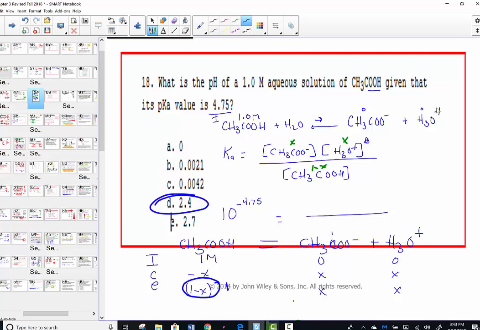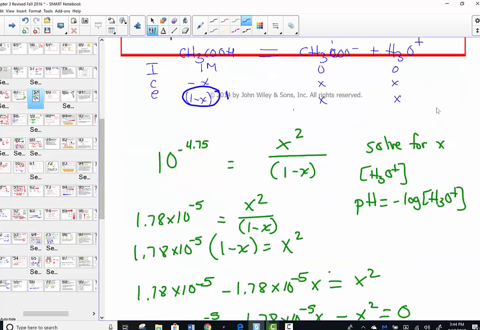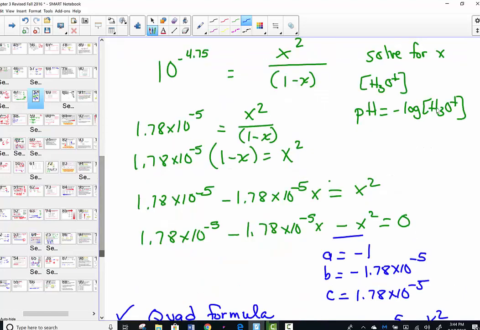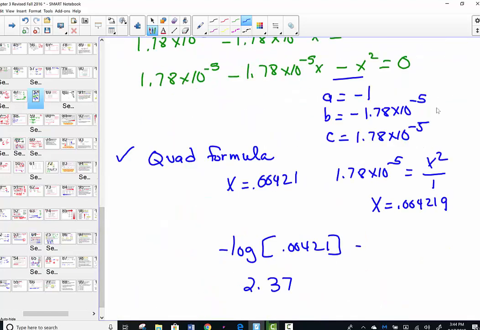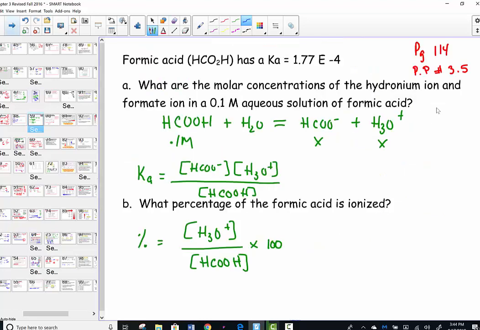Ka is an expression that compares the concentration of the ions to the concentration of the molecular form of the acid, products over reactants. Let X represent the concentration of the ions set over 1. Ka was found by taking 10 raised to the negative pKa, and we solved for X. Once we had X, we used our pH formula. The pH formula pulled out the pH by taking negative log of the X. All kinds of review from a previous course. This is on page 114.